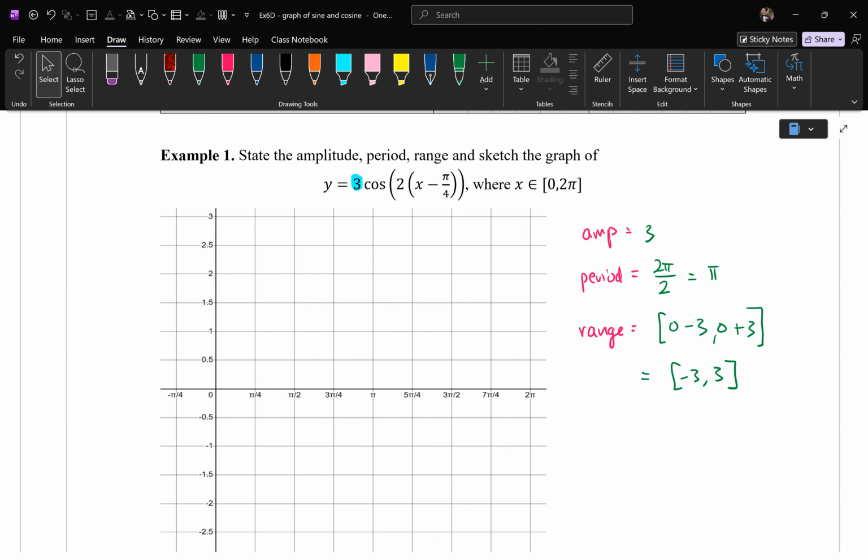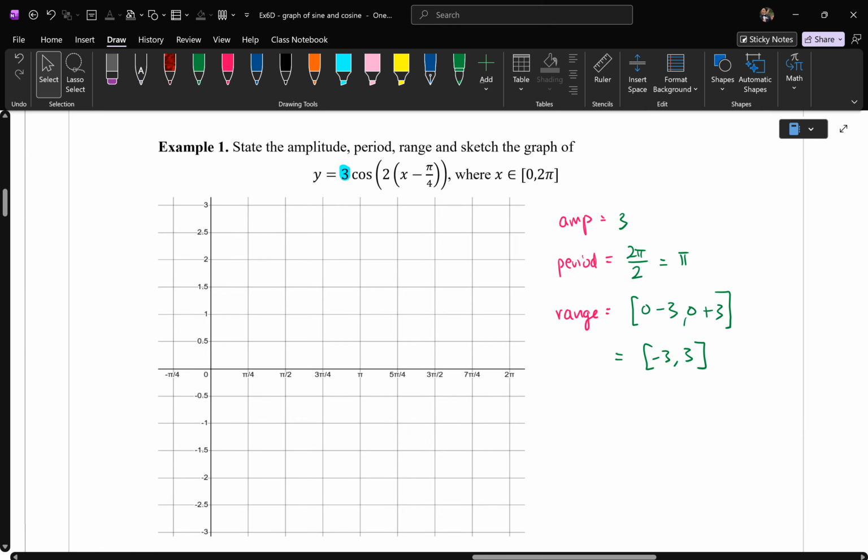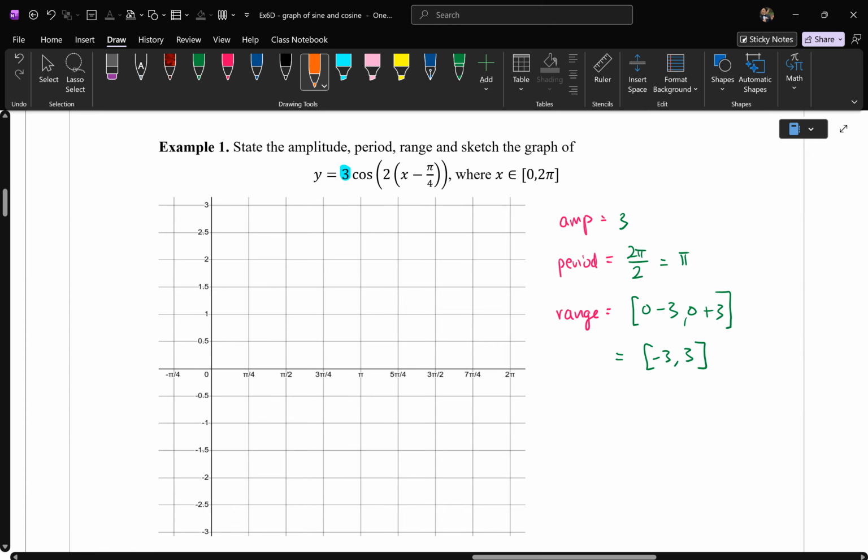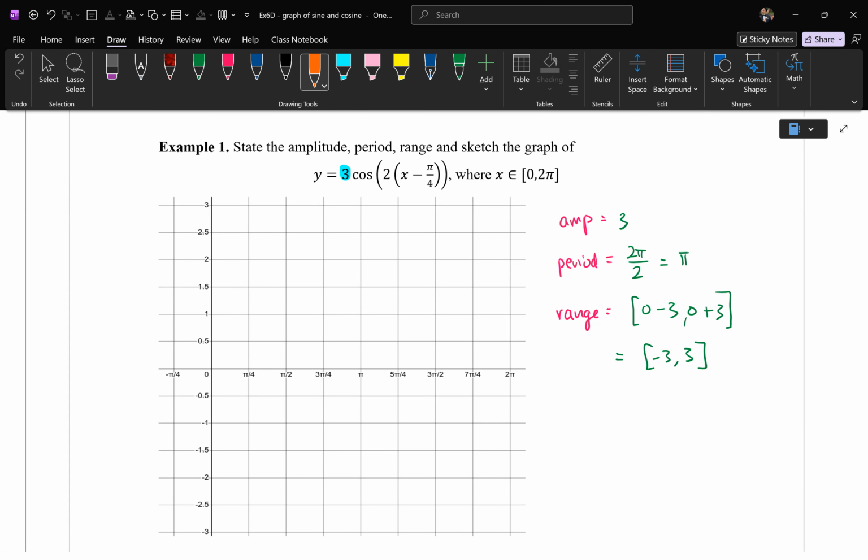Okay? All right. Let's read the transformations. We've got dilation, we've got a compression, which makes sense why the period is pi. What's the x minus pi on 4 do? Let's go with Aryan. Reading this bit. What's the minus pi on 4? Tell me.